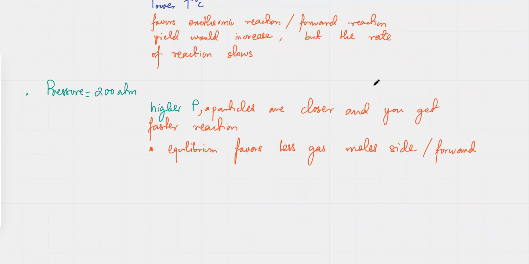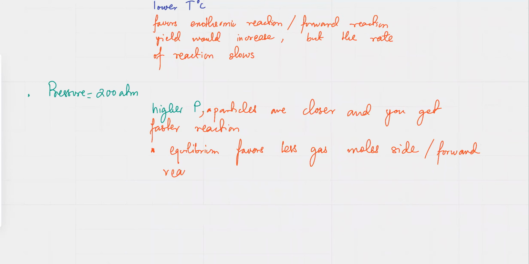So there's going to be more forward reaction. Is that also clear? Yes, sir. And you are going to have a greater yield. Is that clear? I'm not clear. SN, is this clear? What's that? Yes, sir.